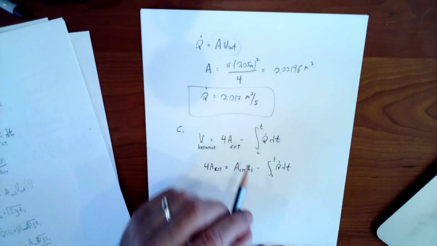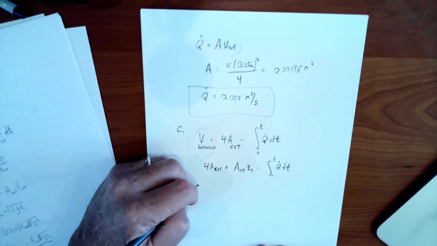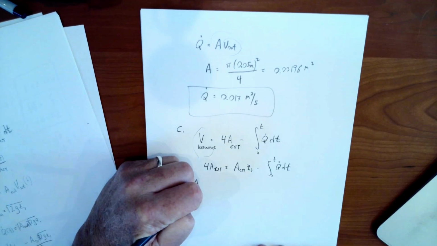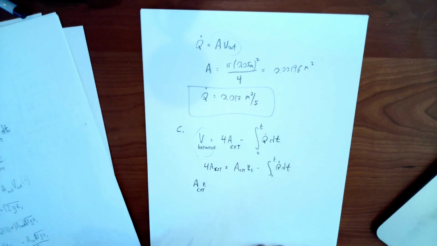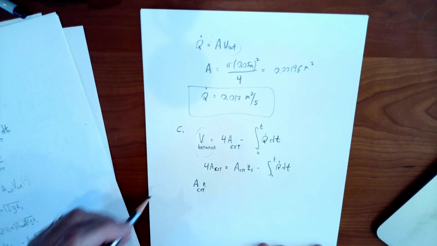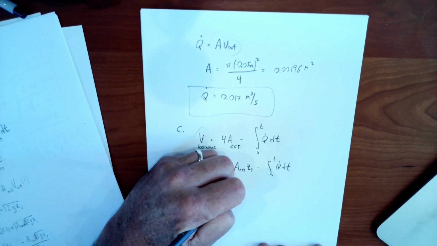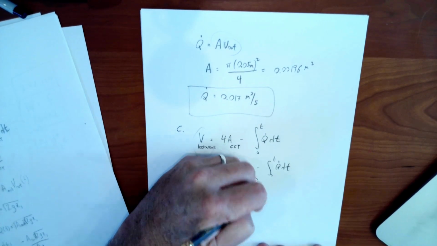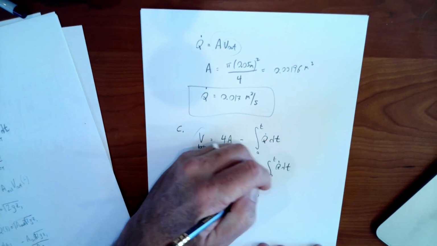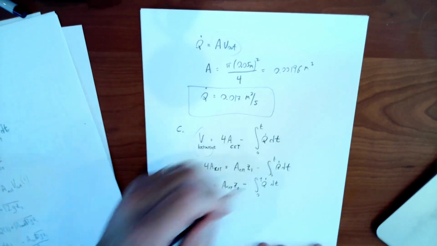And so then we're going to say on the left that this is a cross-sectional area times Z. Whatever Z is, that's going to be our height of the fluid at any given time. And then we have equals A_CST times Z1, which is the initial value, minus the integral from 0 to t of Q dot dt.